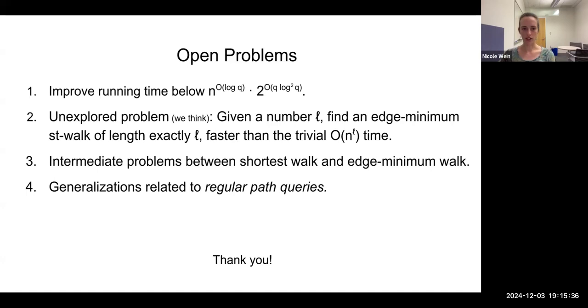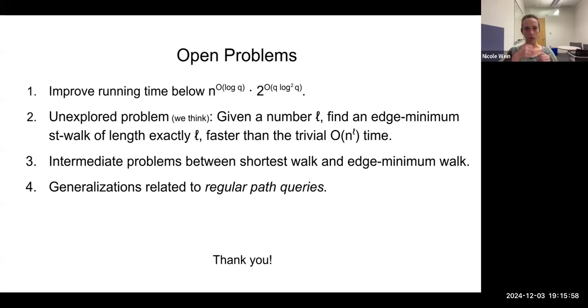Another possible direction is that you could look at intermediate problems between shortest walk and edge minimum walk, because in shortest walk, you have to pay every single time you traverse an edge, whereas in edge minimum walk, you only pay up front once. And so you could imagine some kind of cost structure that was somewhere in between those potentially.